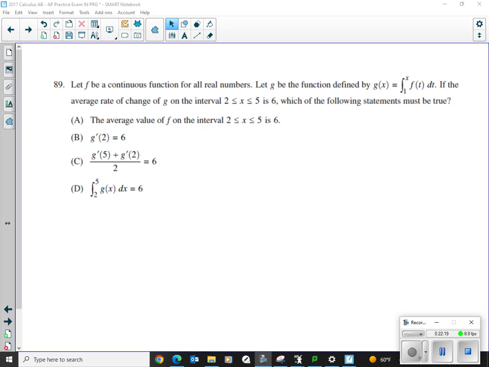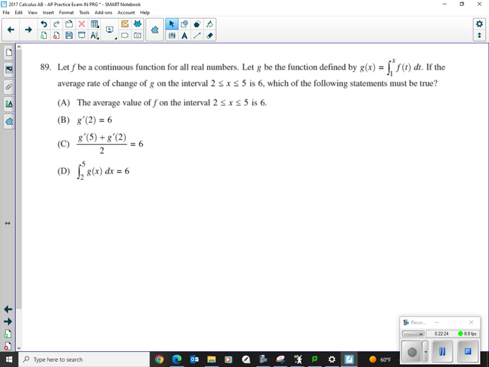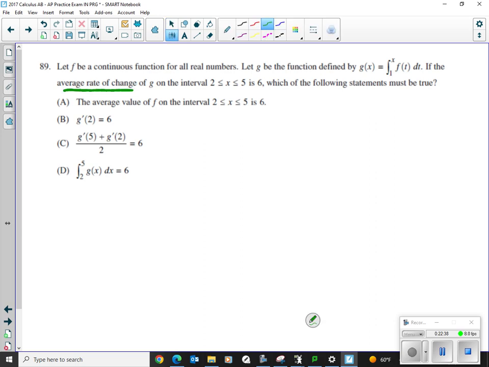89. Only 2 more problems. We're going through this rather quickly. Nice. Let f be a continuous function for all real numbers. Let g be the function defined by g of x equals the integral from 1 to x of f of t dt. If the average rate of change of g on the interval from 2 to 5 is 6, okay, average rate of change is the slope, the average slope, okay, which of the following statements must be true?